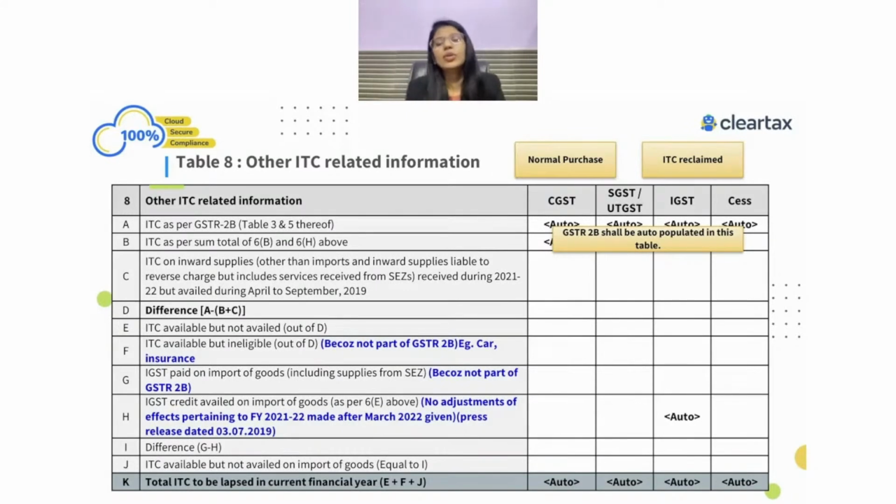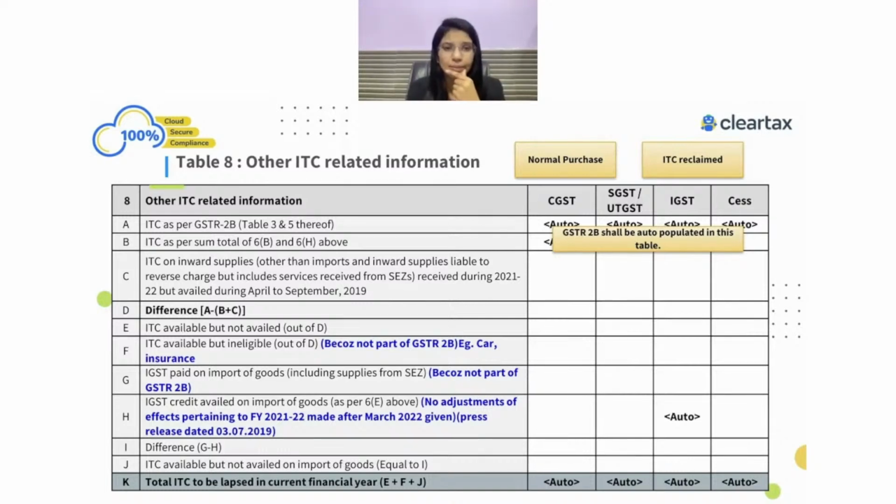So when you look into 8A, this is always a net figure. It has the invoices plus debit notes minus credit notes, and all the documents which have been uploaded by the supplier till the October return period related to FY 21-22 will form part of this.